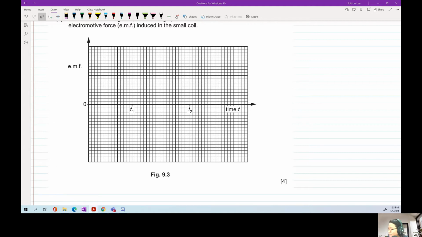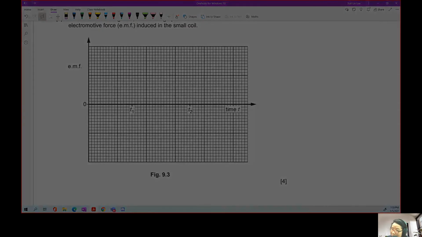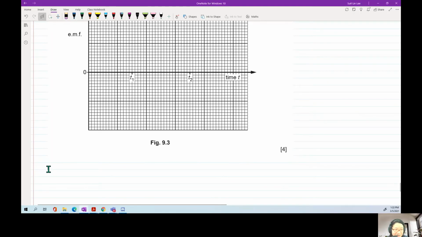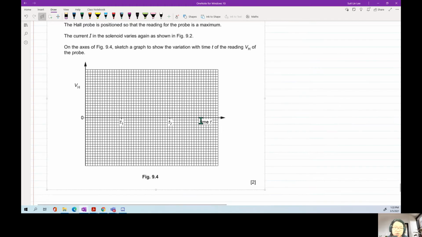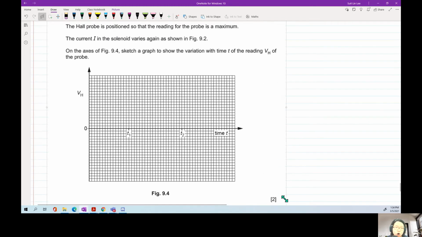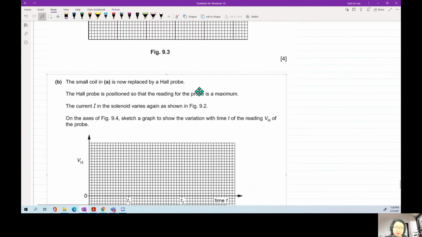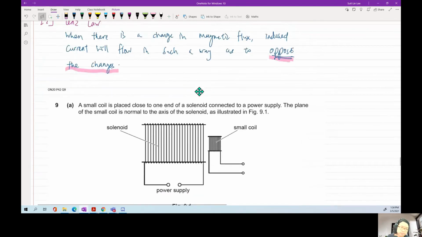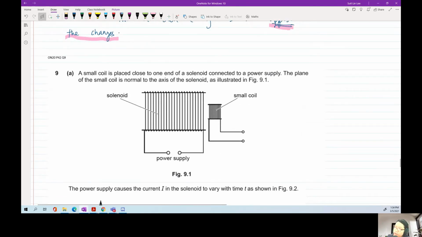Anyway, this one is actually testing whether you can sketch the graph, and lo and behold, whether you can differentiate this with your Hall probe. Okay, so I'm going to start from the top. Again, this question is from Winter 20, paper 42, question 9.